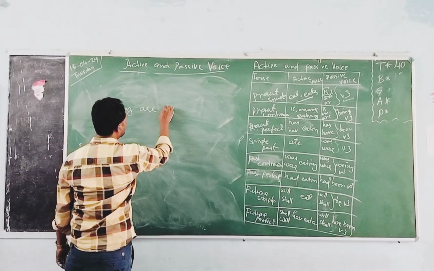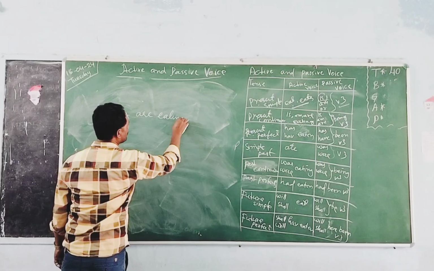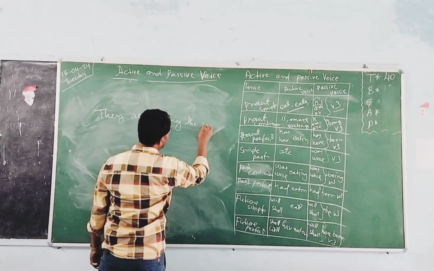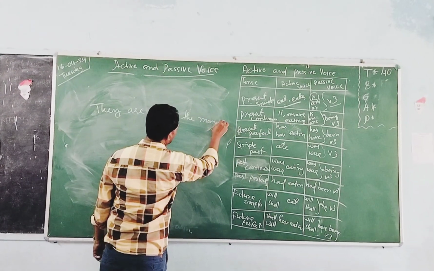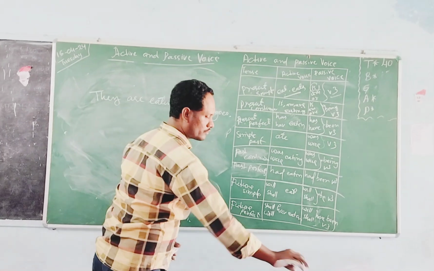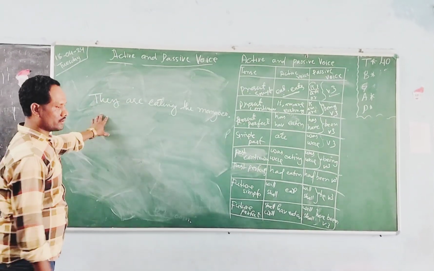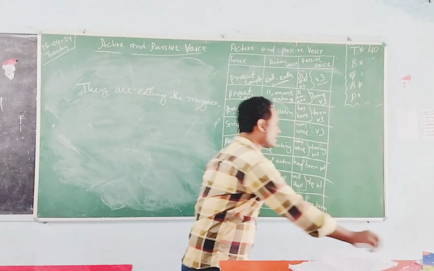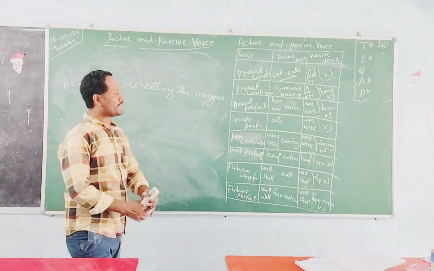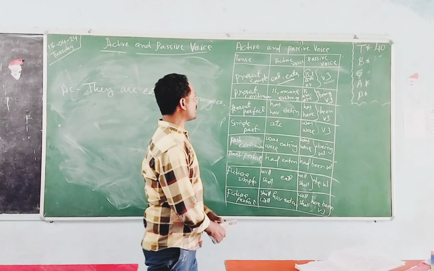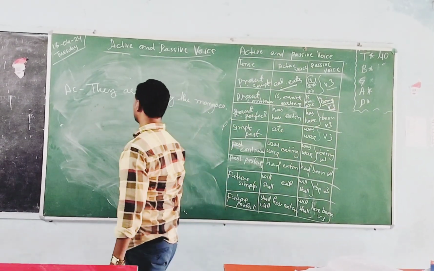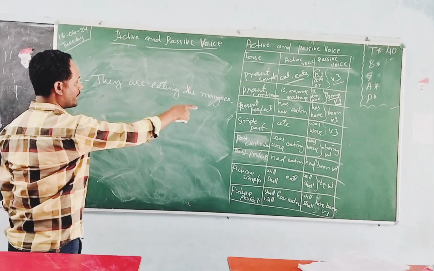They are eating the mangoes. See, dear students, they are eating the mangoes. Present continuous tense. This is called active voice. Present continuous tense. Let us look at the table. Present continuous tense, what is that? Is, are, being, verb 3.